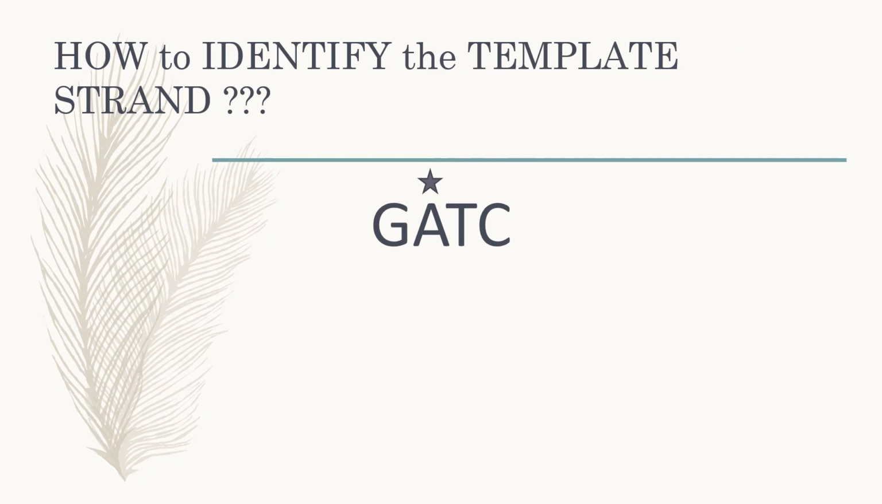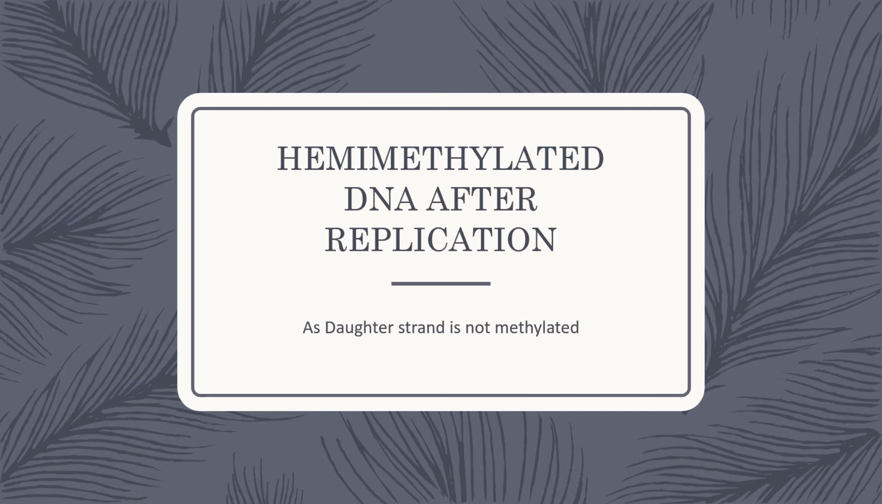This methylation is carried out by the enzyme DAM methylase, which is encoded by the dam gene. Thus, immediately after the replication is complete, the double-stranded DNA is hemimethylated, since the methylation is present only on the template strand and it is not present on the daughter strand.